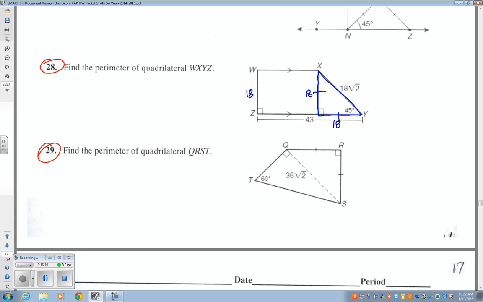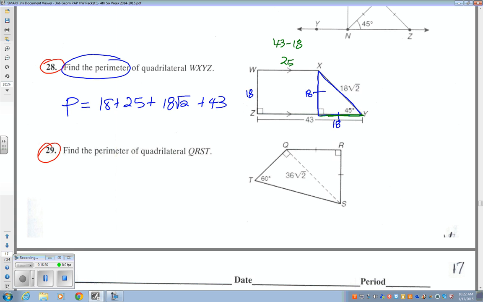How do we get to 25? Right. If I know this part is 18, the whole thing is 43. So just 43 minus 18. So this gives me 25. Okay? Now, they want us to find the perimeter. That's your distance around. So 18 plus 25 plus 18 root 2 plus 43 simplified would be the perimeter. So combine like terms and see if you have the right simplified answer.